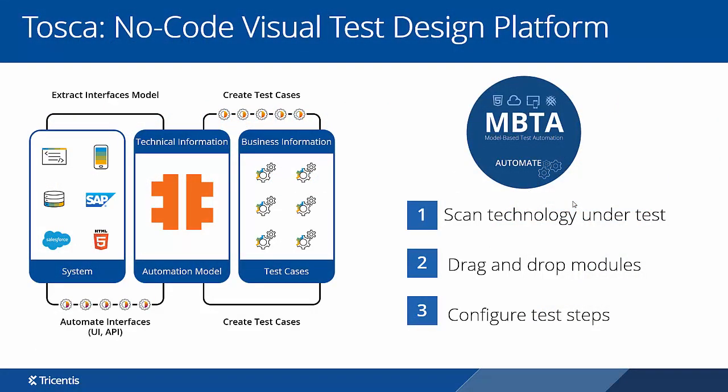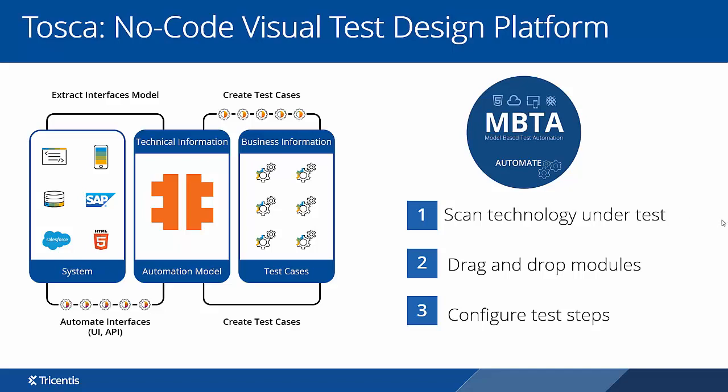Tosca is our no-code visual test design platform, which provides the capability to build automated test cases using the same approach, irrespective of the application or technology under test. What is the value in that? Since Tosca is a no-code solution, it removes the technical barrier to entry, enabling anyone to participate in building robust automated test cases using a simplified and repeatable process called model-based test automation.